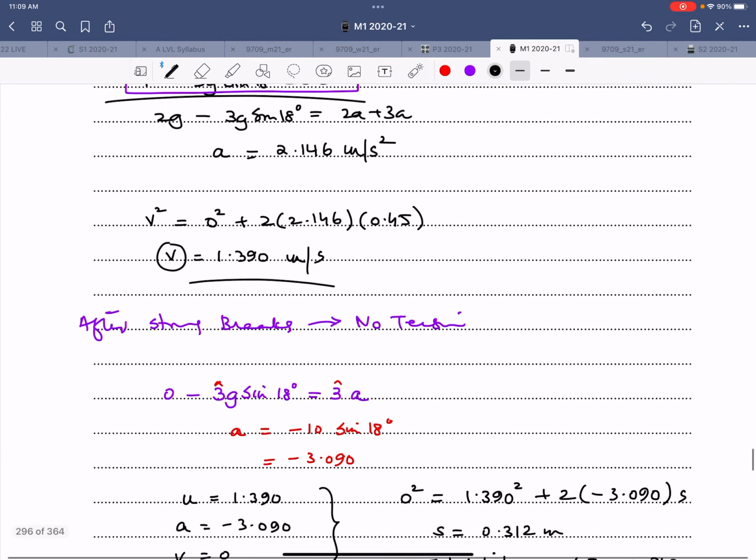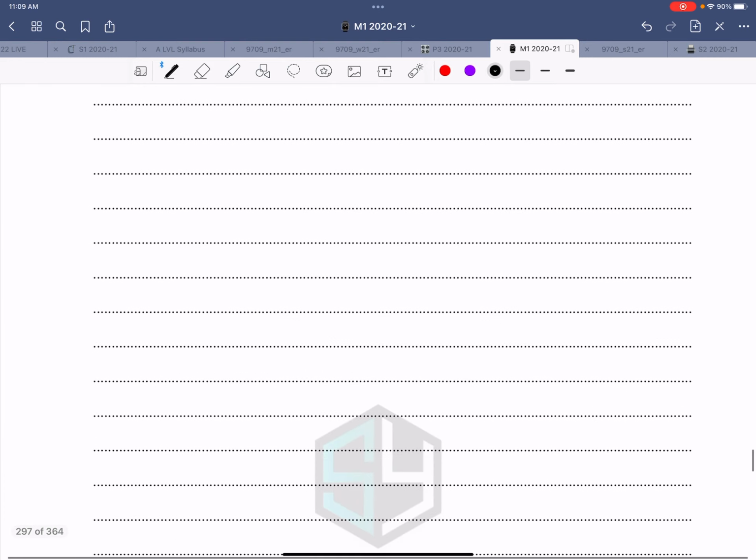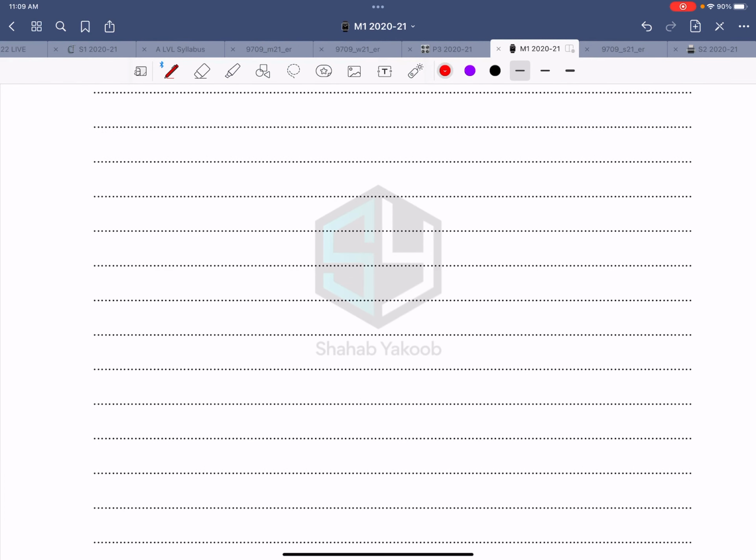So that's how this working is done for this particular beautiful question, question number 7. And that finishes this October-November 2021 paper 4 first variant, which is 41. Stay tuned for more.